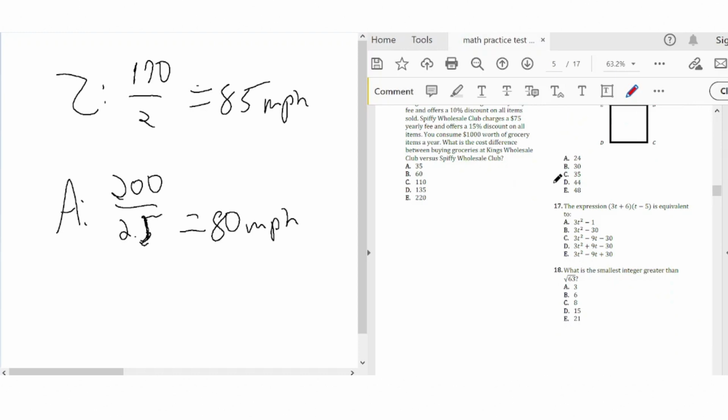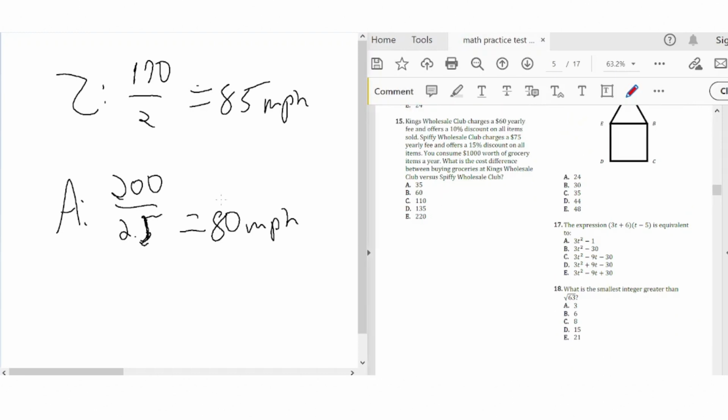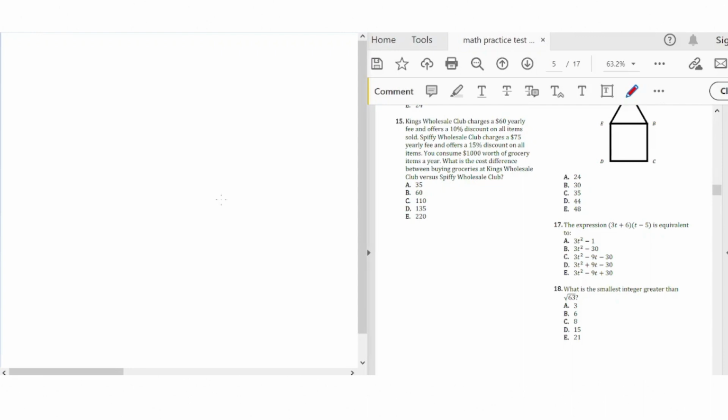Moving on to 15. King's Wholesale Club charges a $60 yearly fee and offers a 10% discount on all items sold. Spiffy Wholesale Club charges a $75 yearly fee and offers a 15% discount on all items. You consume $1,000 worth of grocery items a year. What is the cost difference between buying groceries at King's Wholesale versus Spiffy Wholesale?